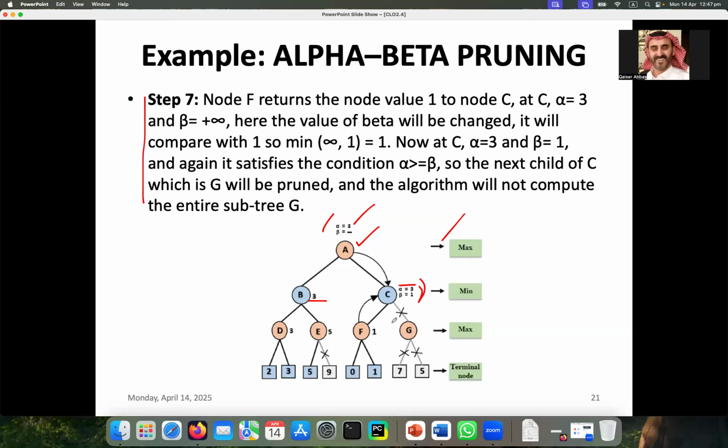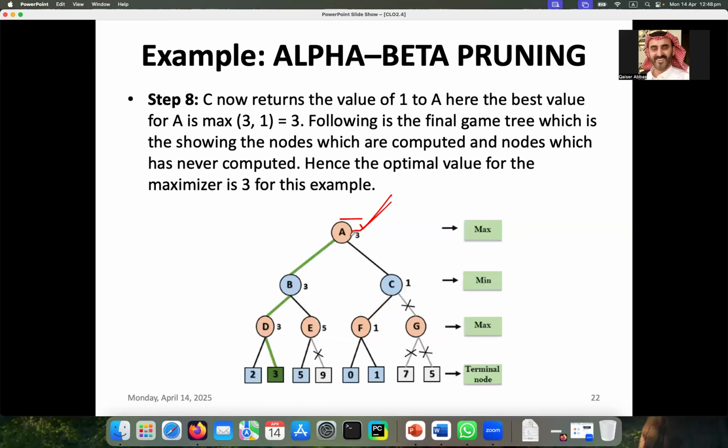Suppose from here, what value will the min player get? Only 1. From these two, this is the turn for the min. From these two values, min will accept 3, which is written here. For the min player, from these two, here it is pruned away, so there is no 2. Only 1, and that 1 is here. From that 3 and 1, for the max, the value is 3, which is mentioned here.